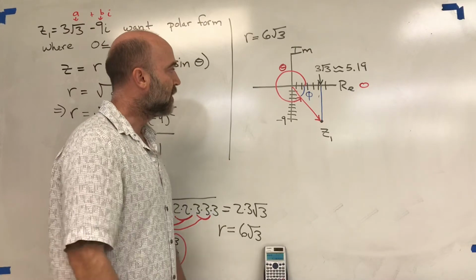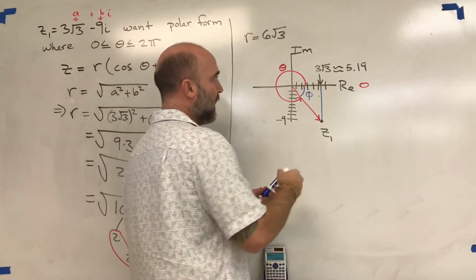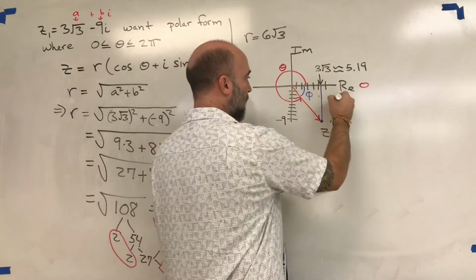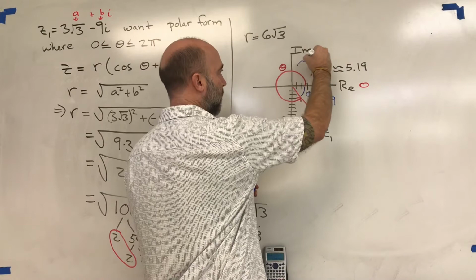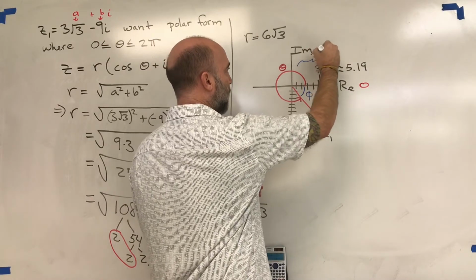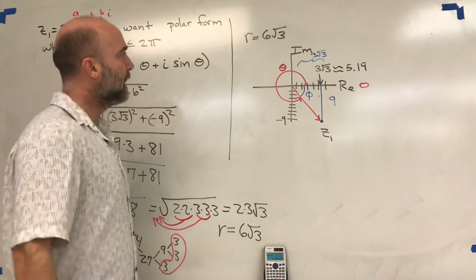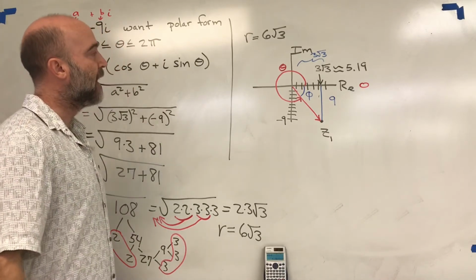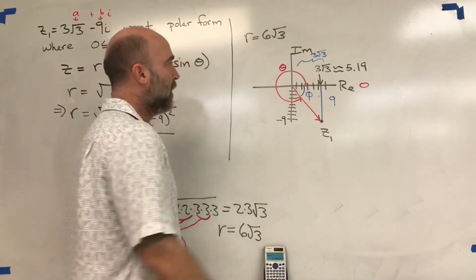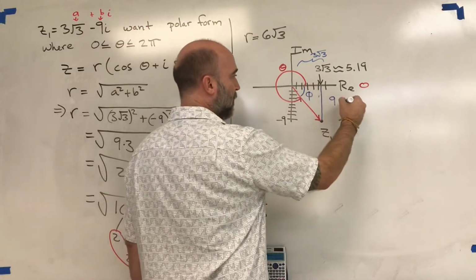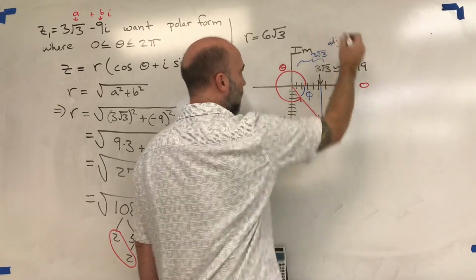All right, so we'll start labeling some things. On this side right here, that's 9 units. On this side right here, that's 3 root 3 units. Okay, and to find phi, we use some trigonometry. With this angle, that would be the opposite side. This would be the adjacent side.